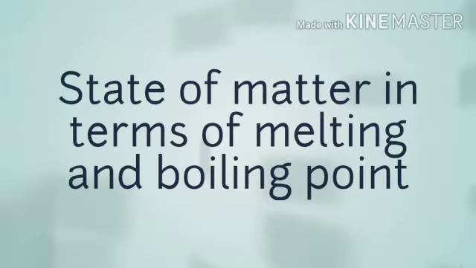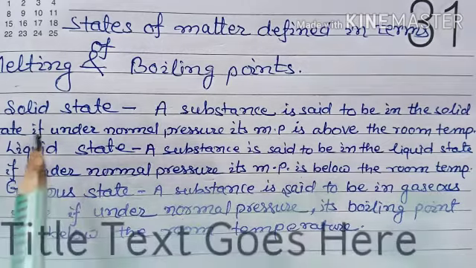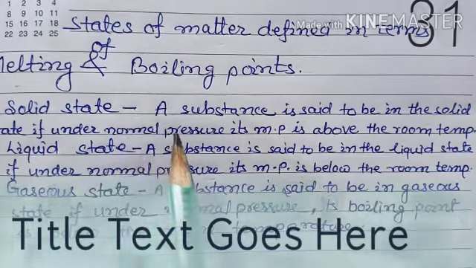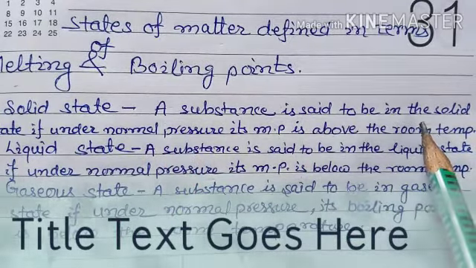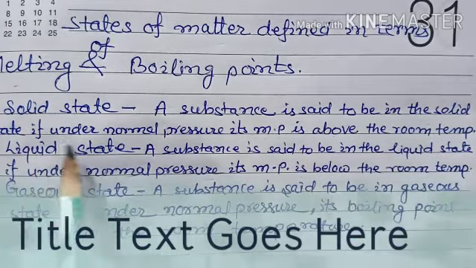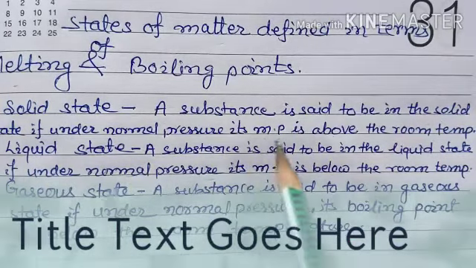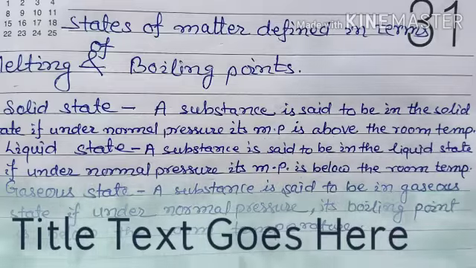Hello students, during the last video we discussed the different terms based on change in temperature, and today we will start states of matter in terms of melting and boiling point. First we will discuss the solid state, students. What is the solid state? A substance is said to be in the solid state if under normal pressure its melting point is above the room temperature.